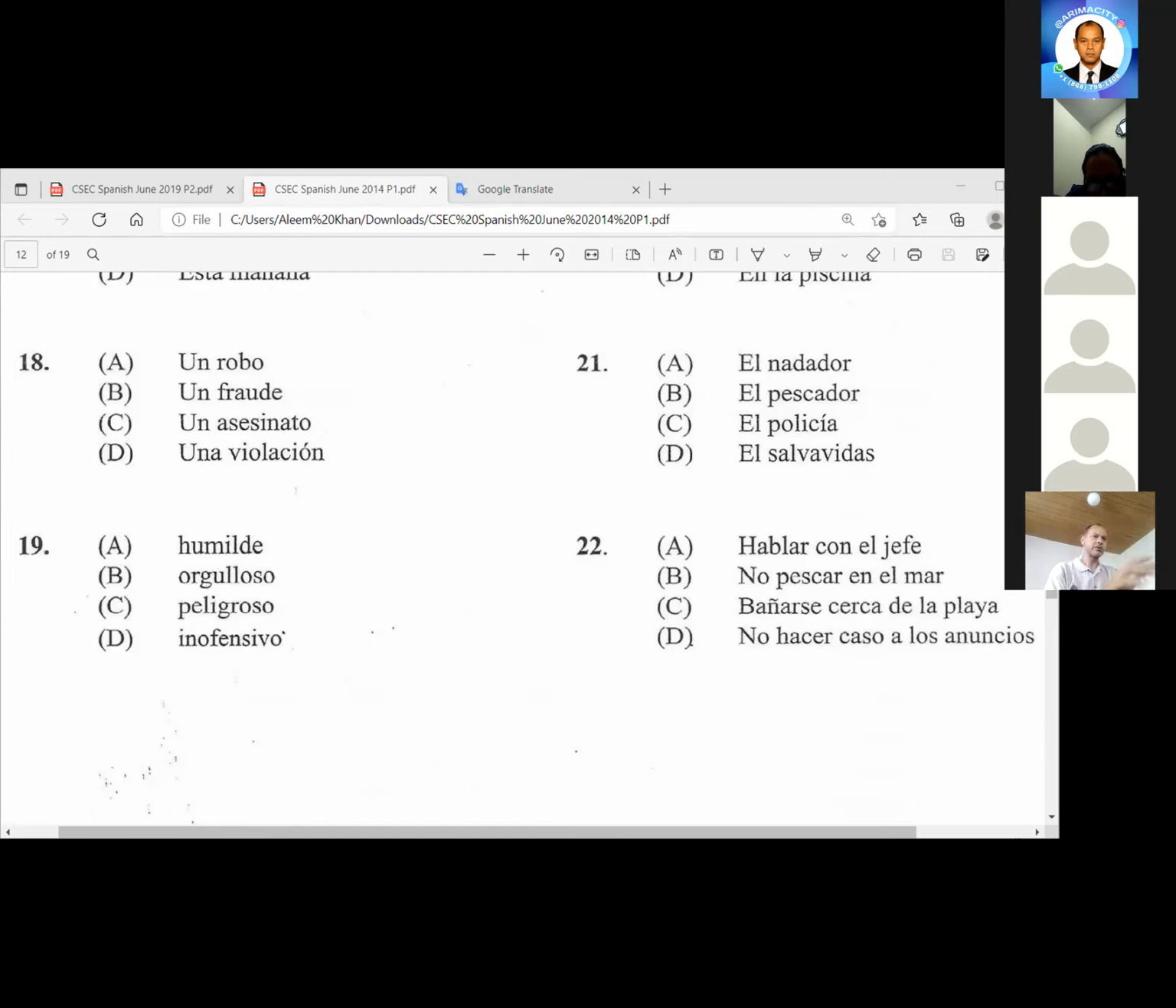So Yarima, it's your turn. There are four words there. Now she is going to know what each one means, right? But just for your benefit, el nadador is the swimmer. El pescador is the fisherman. Let me put fisherman. Nadador is swimmer. Pescador is fisherman. And nadador is swimmer.